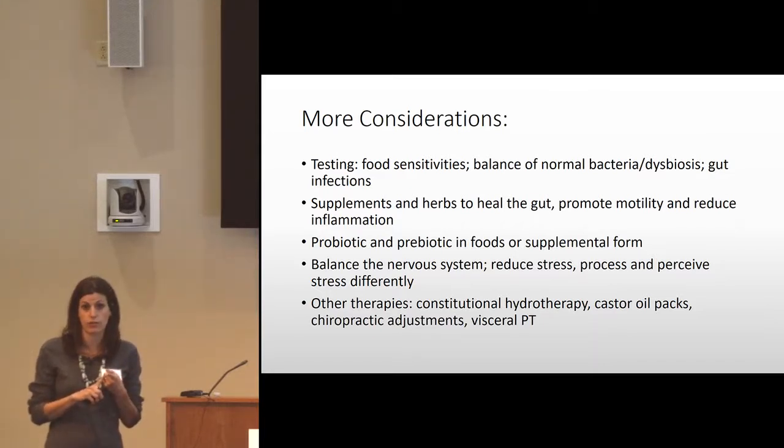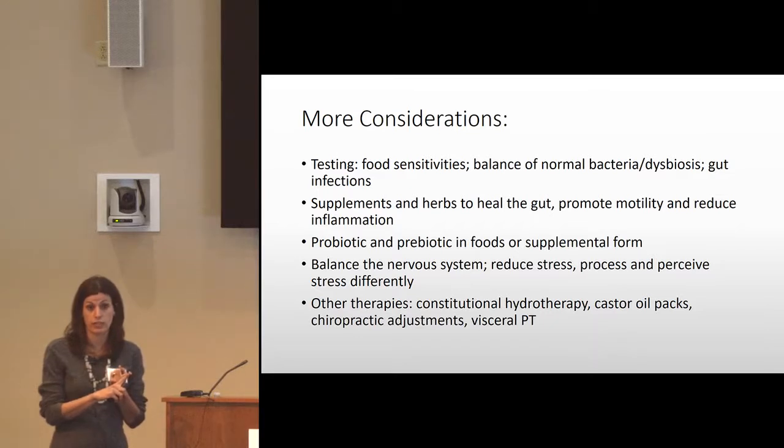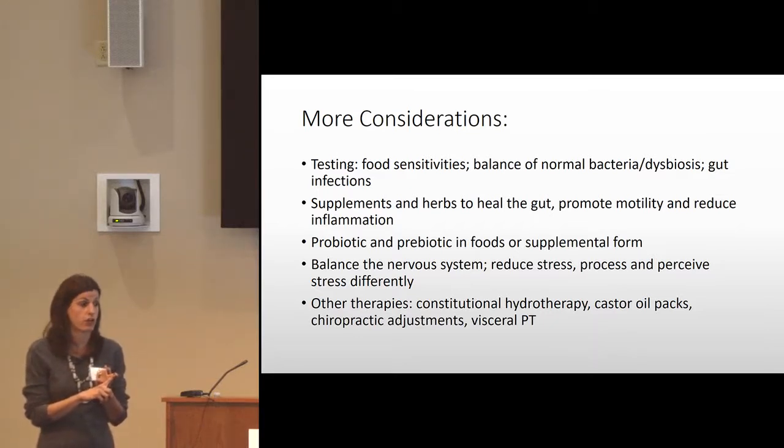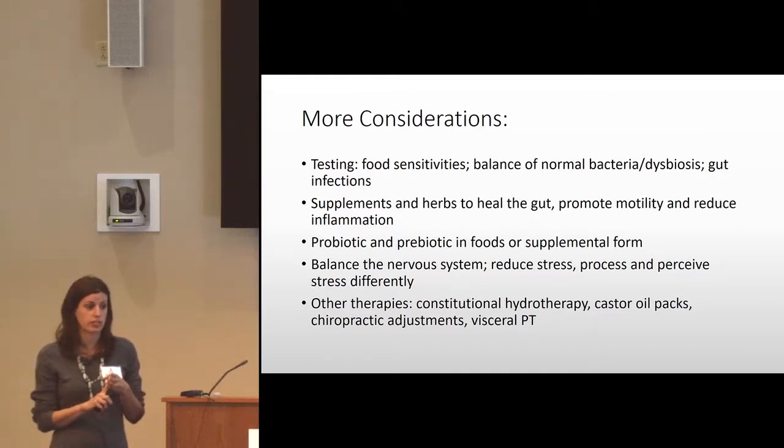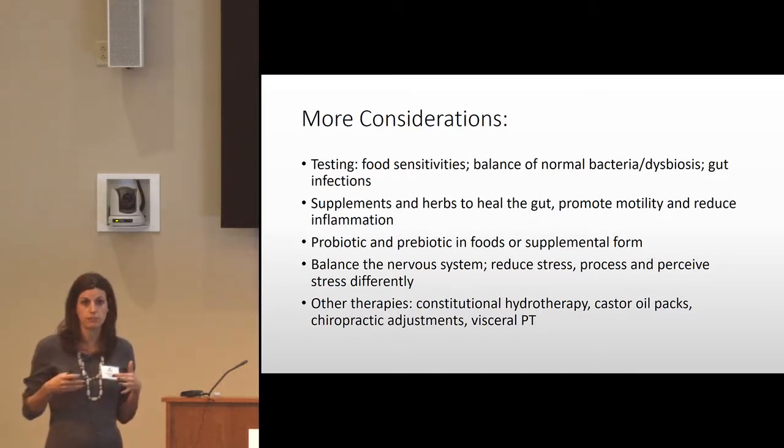So testing is one thing we can do to look at the health of the gut. It can tell us if you have enough good bacteria or if you have bad bacteria or yeast or parasites or things like this. And those are all important to treat and fix if you have an autoimmune condition. I might use supplements and herbs to help heal the digestive tract, to make sure that it again has good motility and is eliminating normally, and also to reduce inflammation.